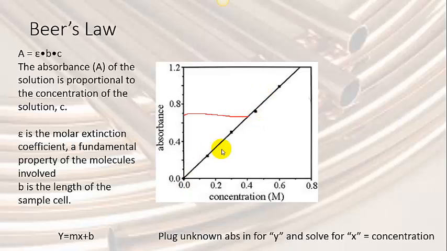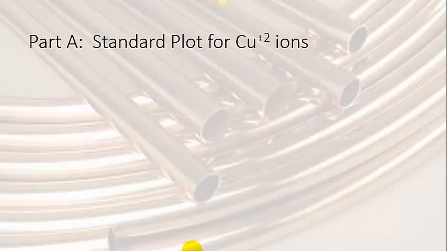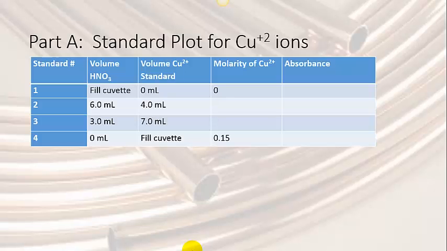If I know the equation of this line, I can have this y gives me this x. So we can solve for concentration if we have an absorbance. And that's exactly what we're going to do. Okay, so we have to make a standard plot for copper. We have to make that Beer's law plot. And how do we do that?